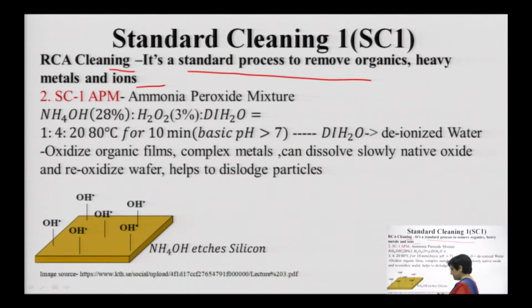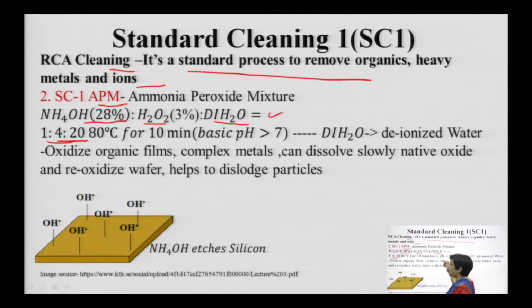So, the very first thing is APM. APM stands for ammonia peroxide mixture. Now, what is this ammonia peroxide? You have a combination of ammonia and hydrogen peroxide, in the combination of 28 to 33%, basically 1:4:20 portions of ammonia, hydrogen peroxide and DI water. So, you have a very small quantity of ammonia, a little higher quantity, double, of hydrogen peroxide, and 10 times the quantity of water.